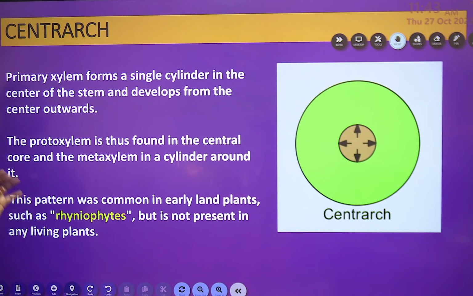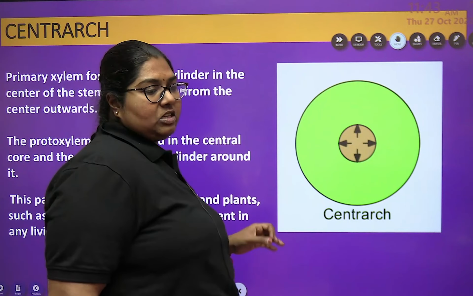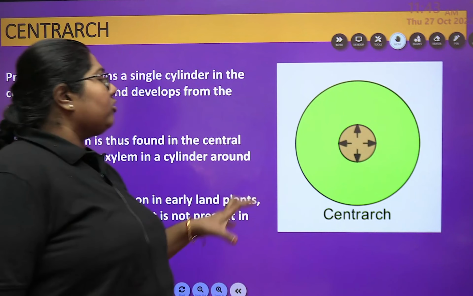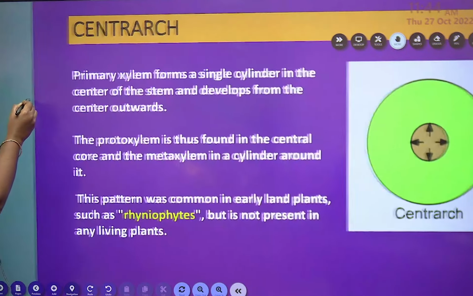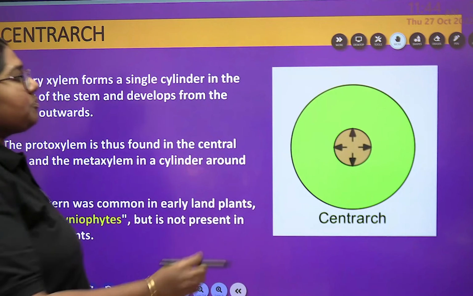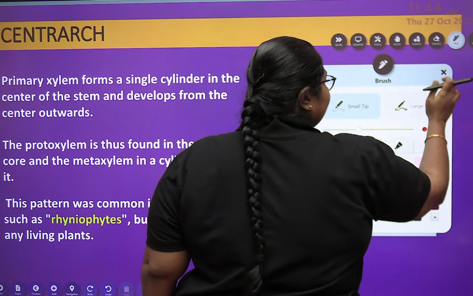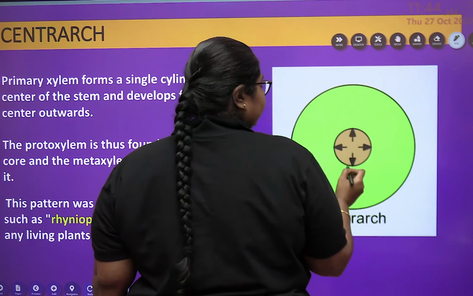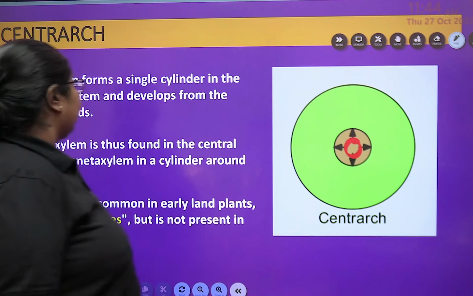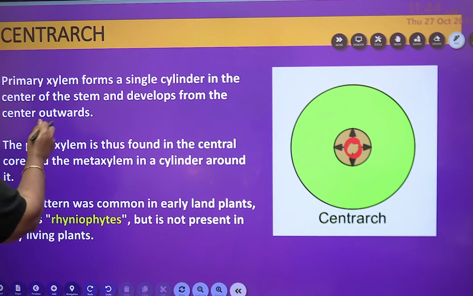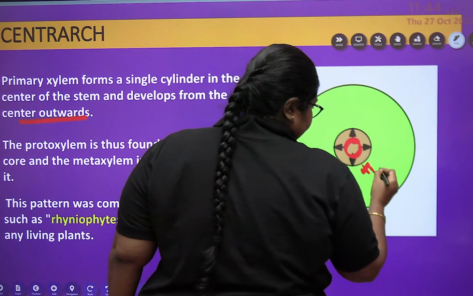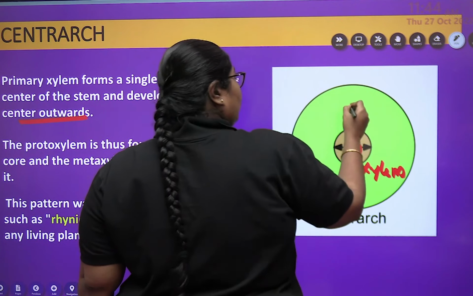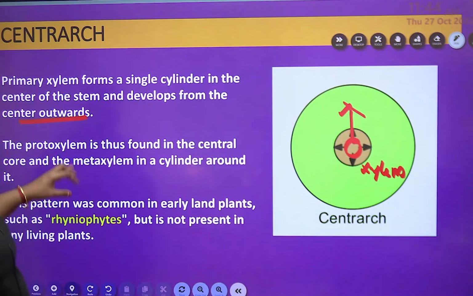Now let us take each type. The first type is the centrarch. In the centrarch, the xylem is in the center. Can you see that brown fellow? Where is he located? He is located in the center. And then he develops from the center outwards. So from the center, the xylem is there, and then it moves outwards. This is how the development is.